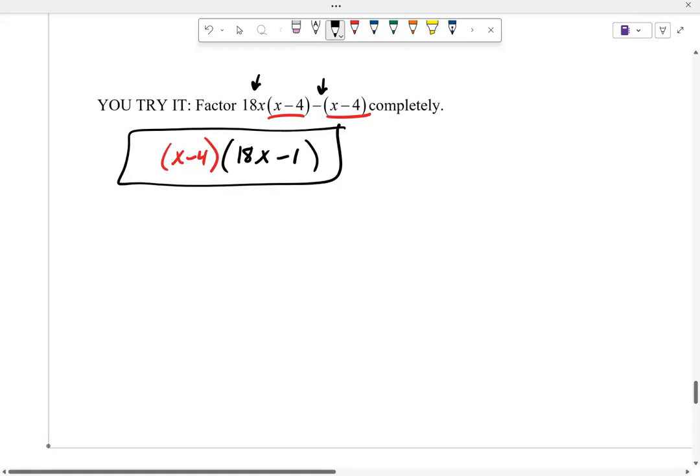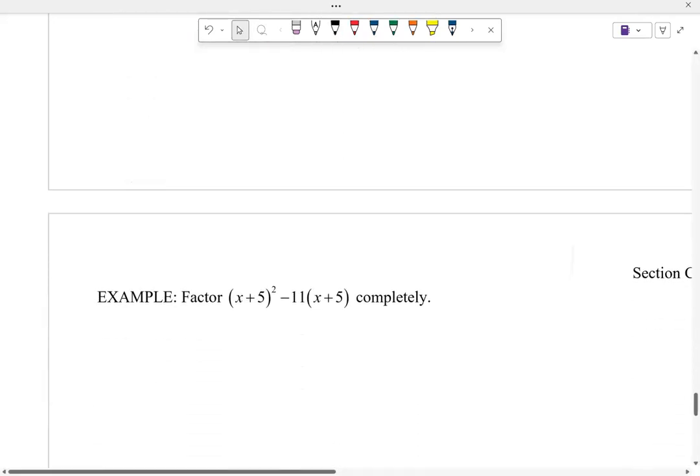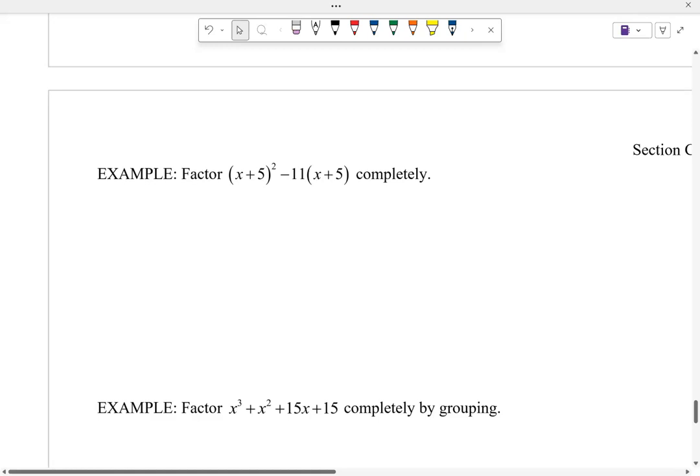They both share that x minus 4. So that leads us into another one. What if we share an x plus 5? I have two x plus 5s. This one's only got one x plus 5. But they both definitely have an x plus 5.